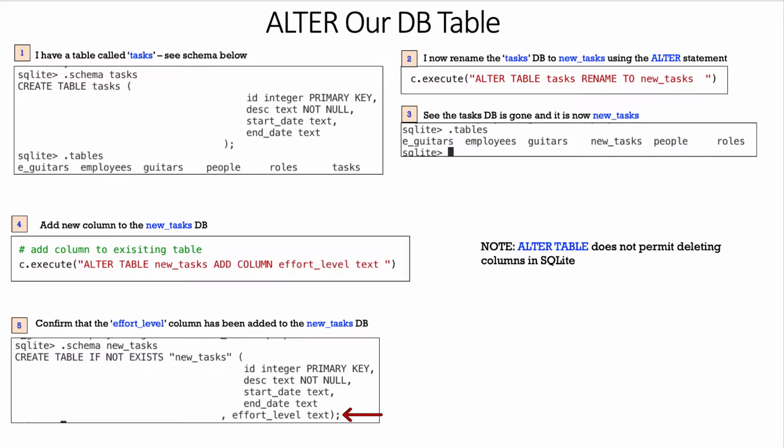So rename tasks to new tasks, very simply. In step 3, we see that TaskDB is gone now and it's replaced by new tasks when we do a .tables from SQL Interactive. Now we can add a new column to our newly renamed new tasks database.